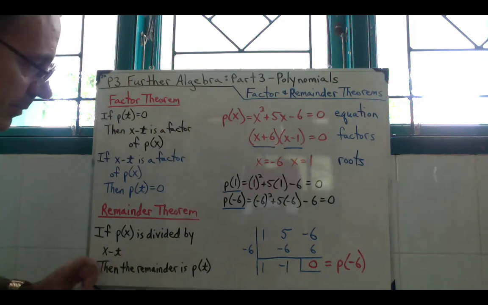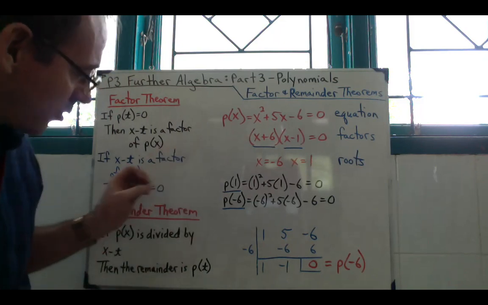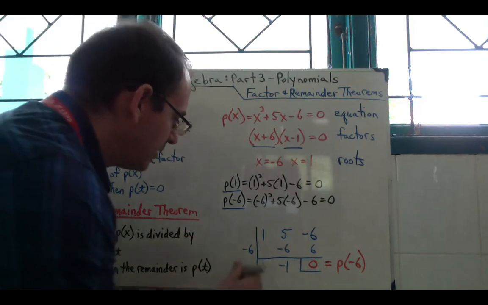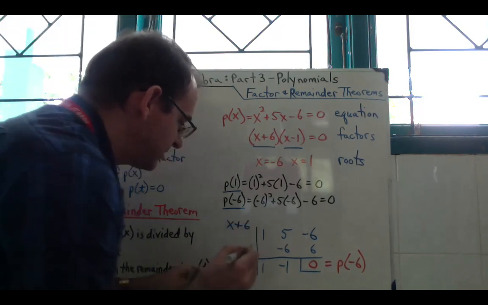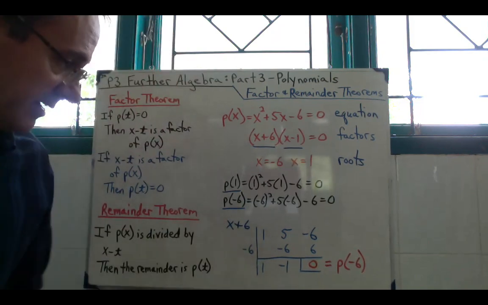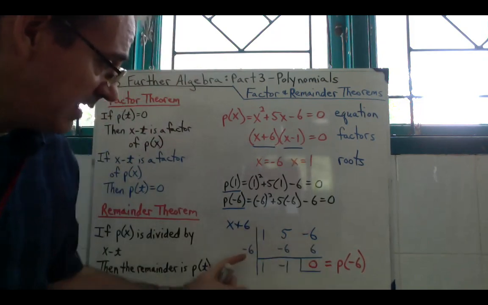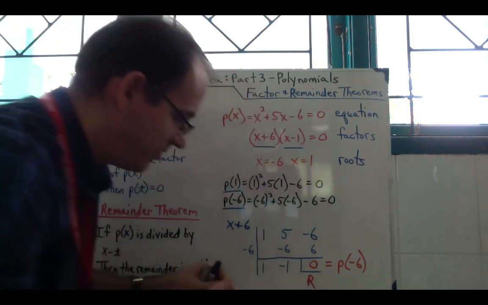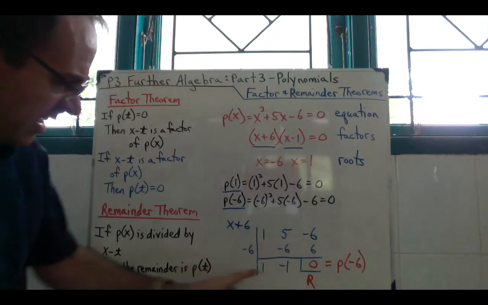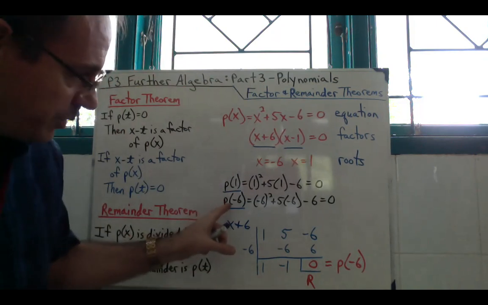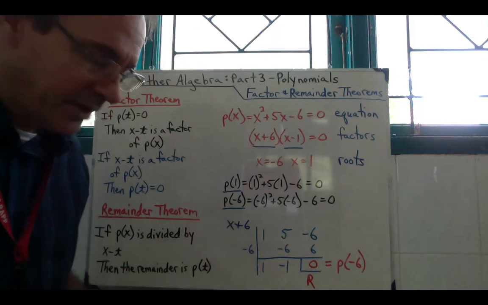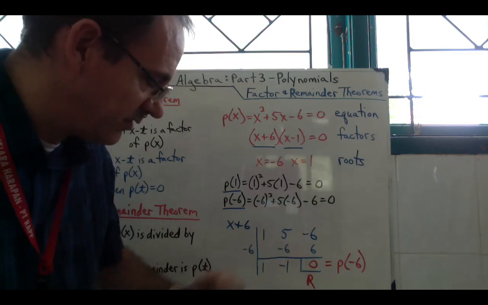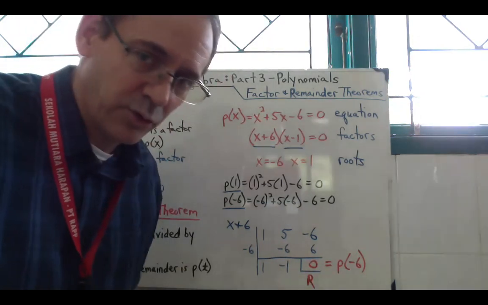And if your polynomial is divided by a factor, or by anything really, and what I divided by here was x plus 6. So this plus 6 turned into negative 6 in our synthetic division. Notice that the remainder, which is right here, is 0. Then the remainder is p of t. So we see that p of negative 6 is 0. We see that dividing it, we get 0. And those two are equivalent.